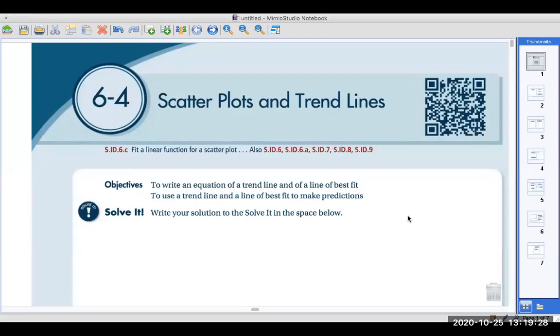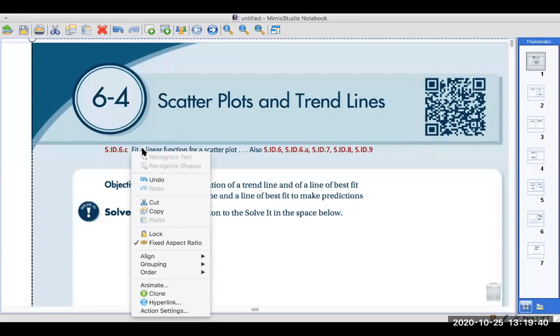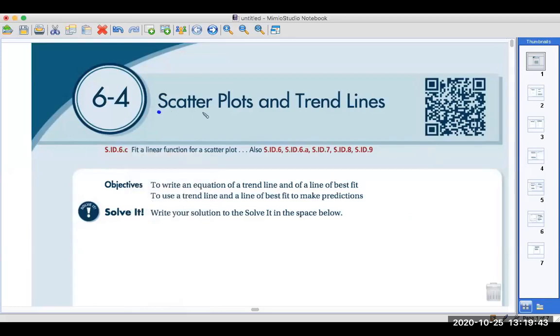We're skipping lesson 6.3, and we're on page 399, and this lesson is on scatter plots and trend lines. Underline the title, please. What we're learning today is how to write an equation of a trend line and a line of best fit, which I personally didn't know there's a difference.